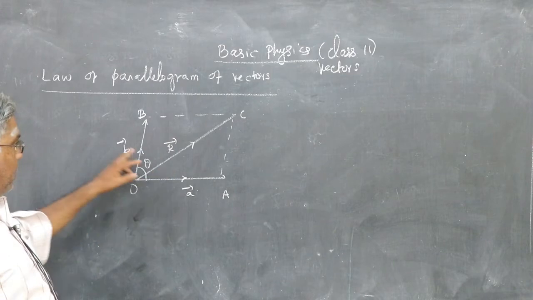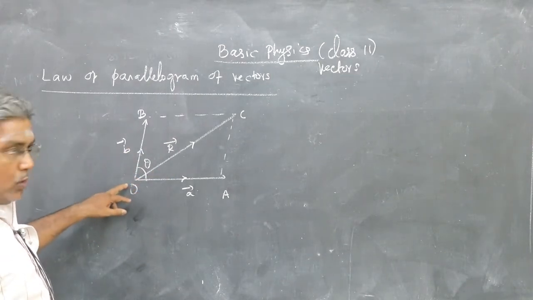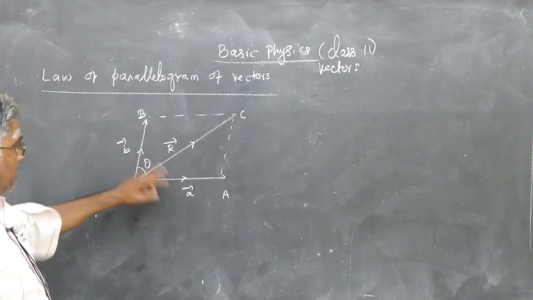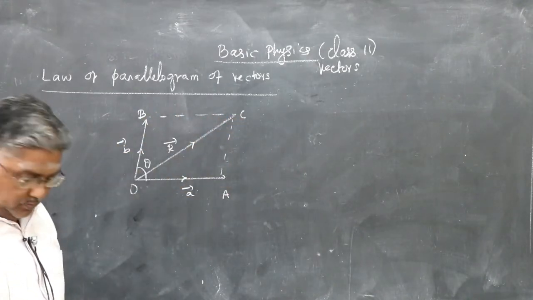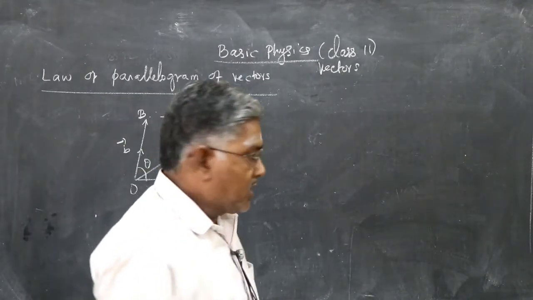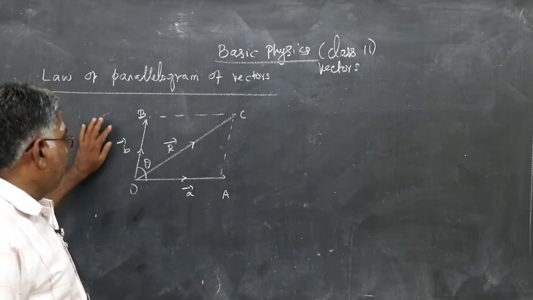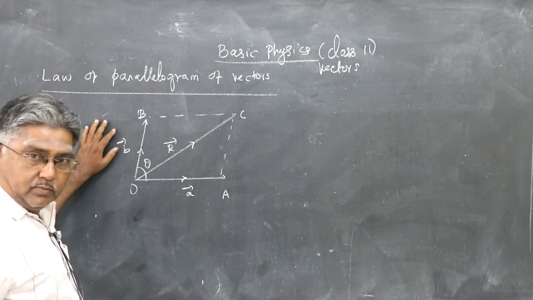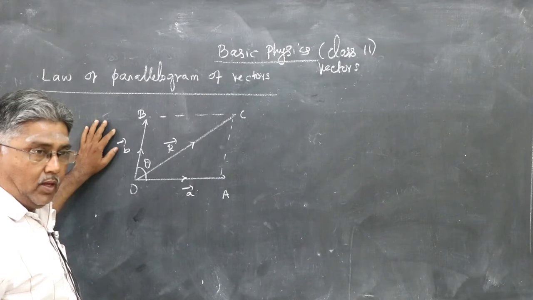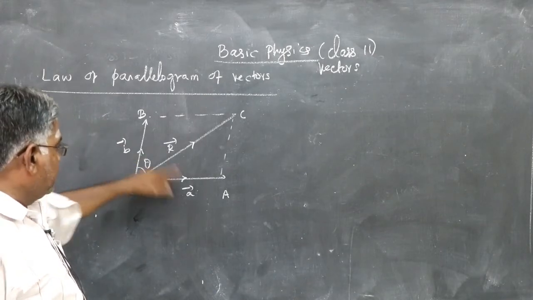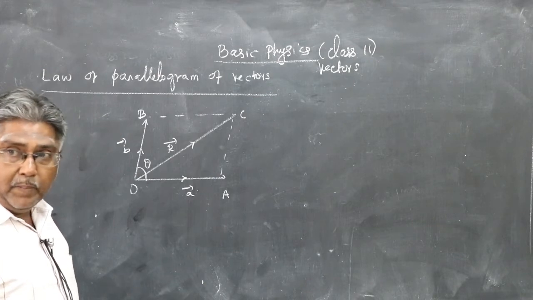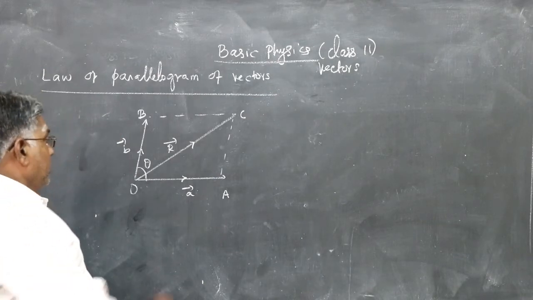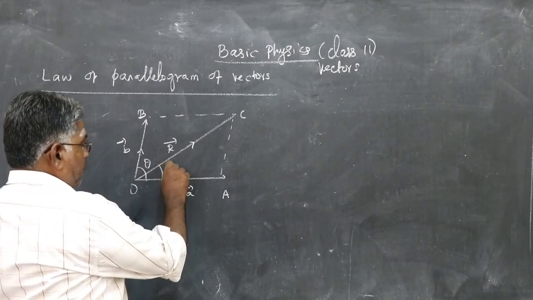Two vectors A and B acting at a point, say O, they are represented by the two adjacent sides of a parallelogram OACB. Then the resultant is given by the diagonal OC of the parallelogram passing through that point at which the two vectors are acting. Okay, let this angle be alpha.